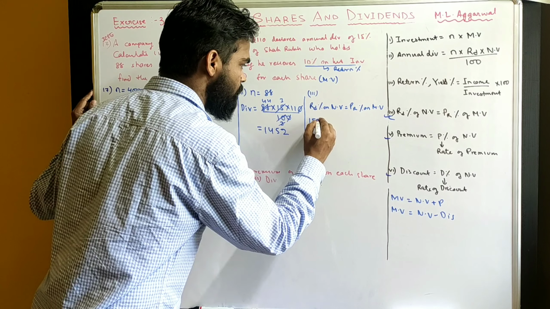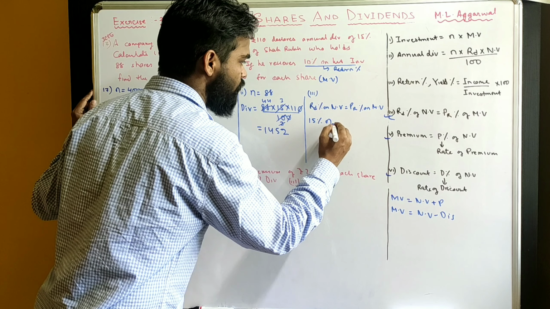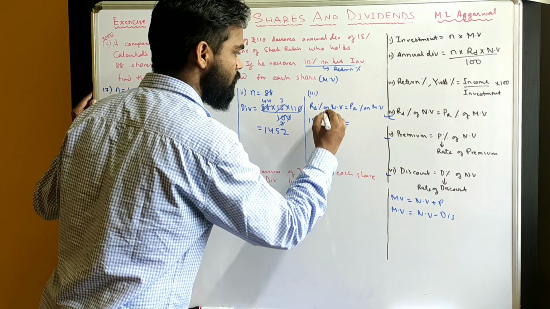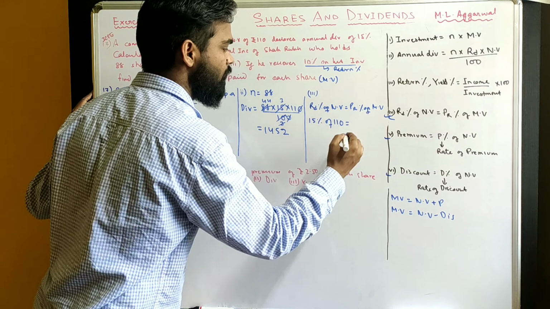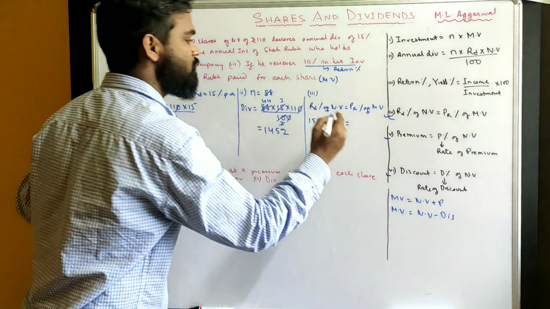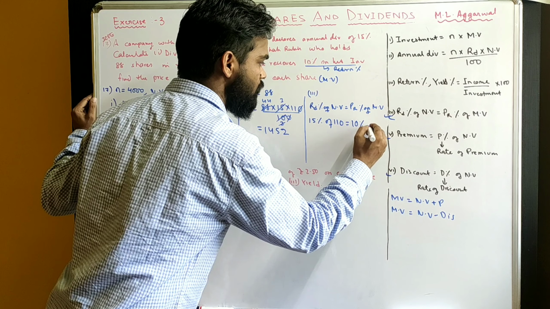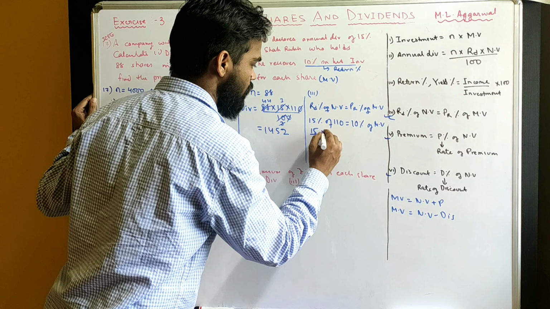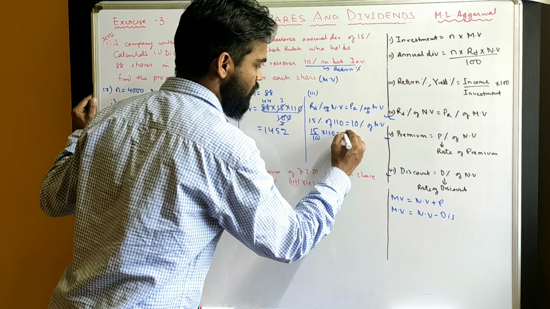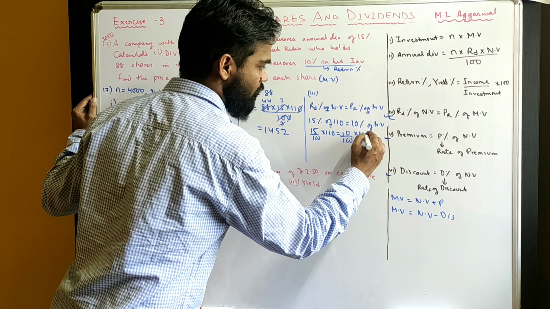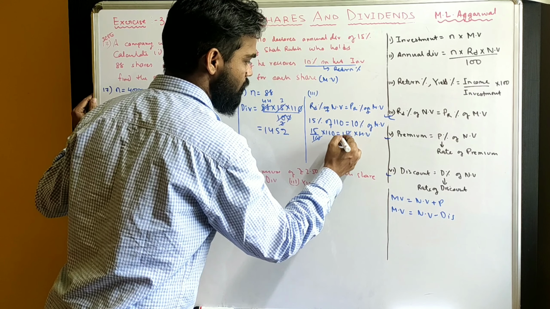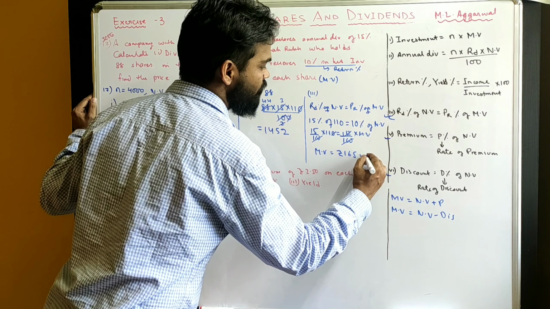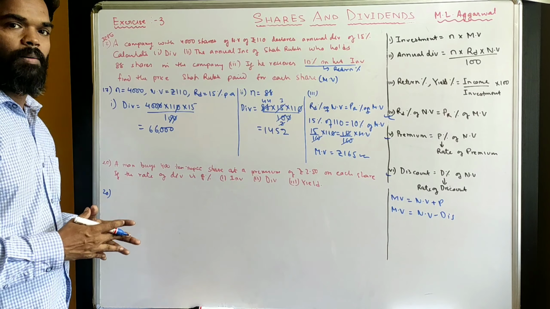So 15% of, you can say, nominal value is how much? 110. Okay, you can write it over here. And PR percentage is 10%. So 10% of market value, which means 15 by 100 into 110 equals 10 by 100 into market value, which means market value is rupees 165. Very interesting. Am I clear?